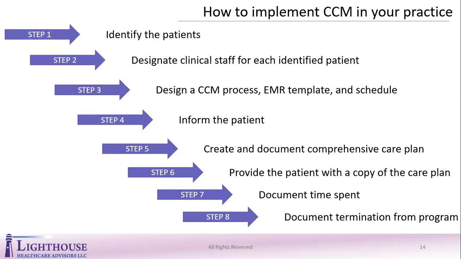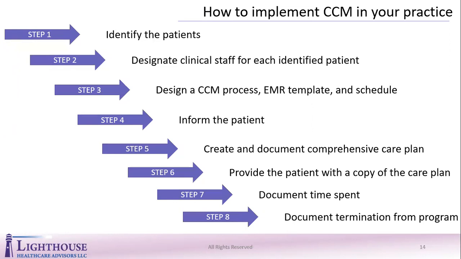Step 6 is provide the patient with a copy of their care plan. And I would add here that it should be the patient and any caregiver that is providing regular care to the patient so that everyone is on board with the care plan. Step 7 is documenting the time spent. So we have to meet that 20 minutes at least per month. And if you want a code for those more complex visits, making sure that we meet the 60 and then additional 30-minute requirements. And then step 8 is documenting termination from the program.